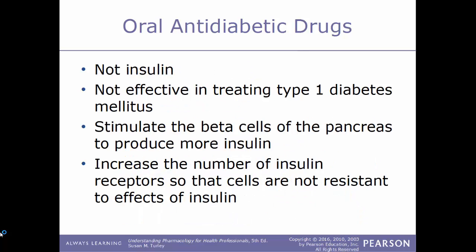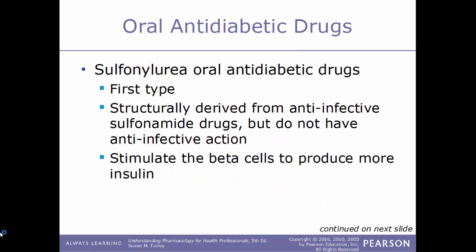Now, oral anti-diabetic drugs are not insulin, and they're not effective in treating type 1 diabetes mellitus. Now, these kinds of drugs act by stimulating the beta cells of the pancreas to produce more insulin, or they can also act by increasing the number of insulin receptors so that cells are not resistant to the effects of insulin. One example of an oral anti-diabetic drug would be the sulfonylurea drugs. This was the first type of oral anti-diabetic drug that was developed.